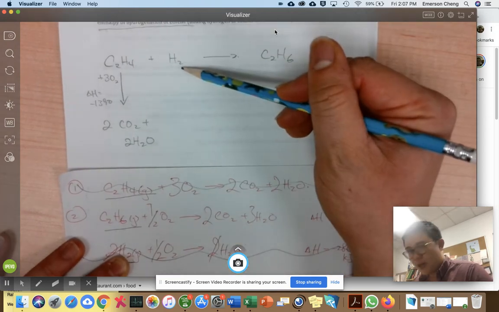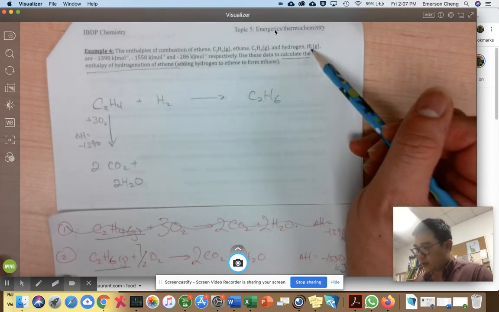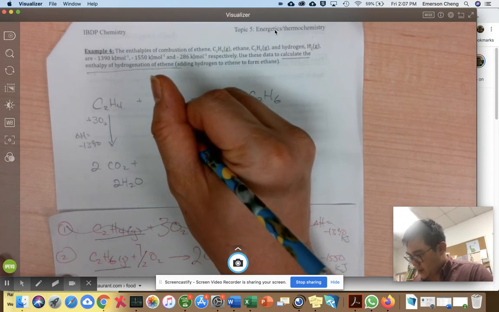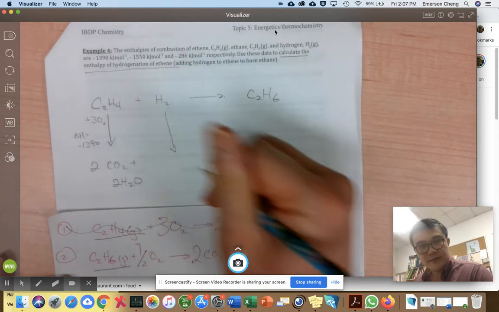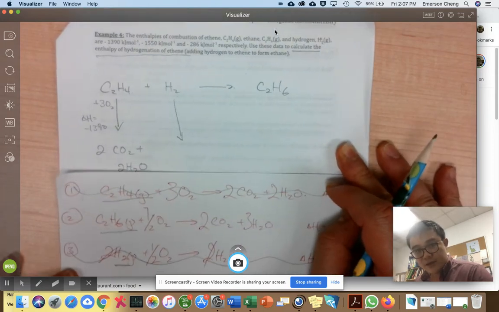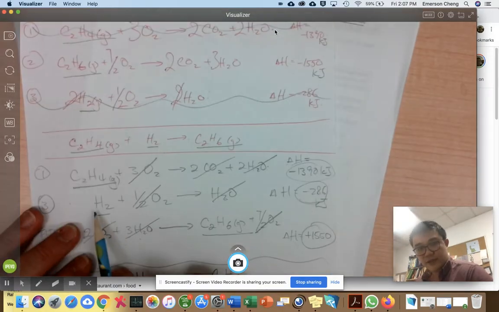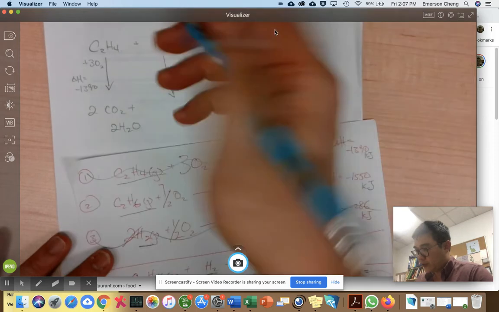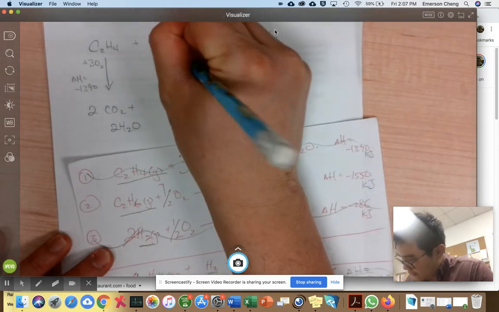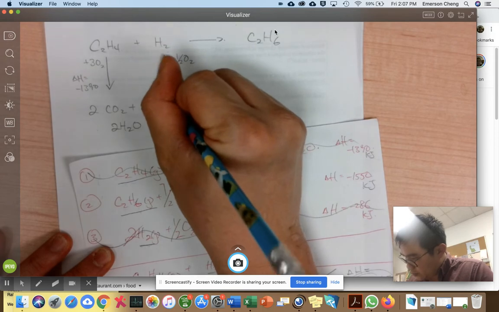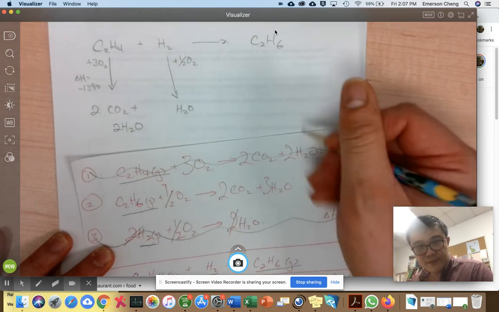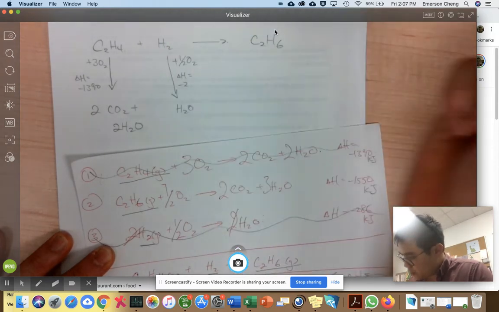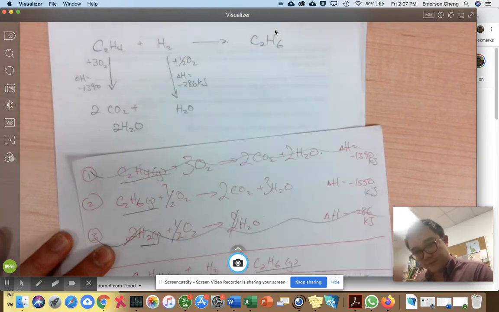Now, combustion of hydrogen. Again, the question gave you the heat of combustion for this. So I'm going to write it down here too, slightly slanted. A heat of combustion of hydrogen: 1 hydrogen plus half of oxygen gives you 1 water molecule. So plus 1/2 of O2 gives me 1 water molecule, right? In this case, delta H is minus 286 kilojoules.